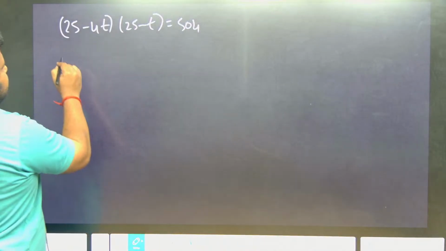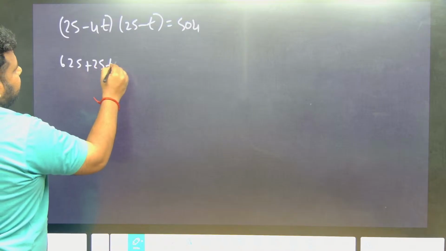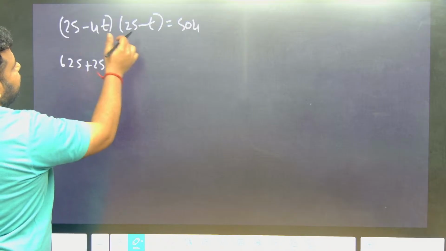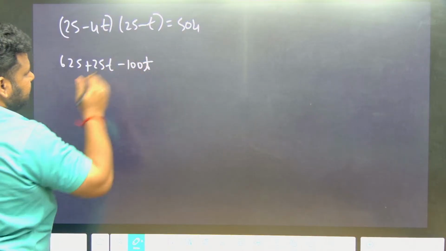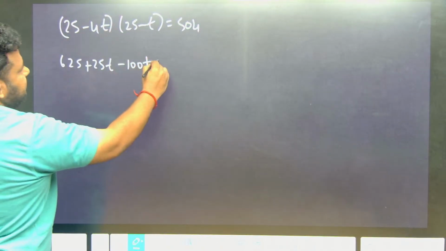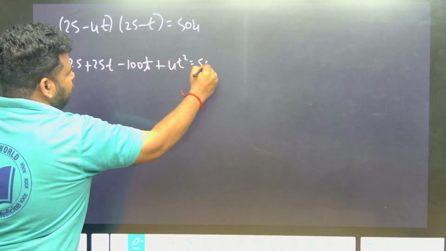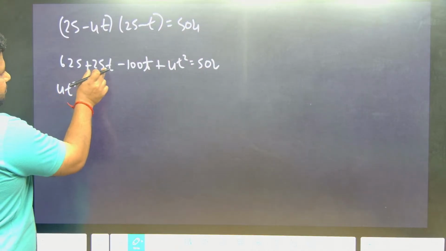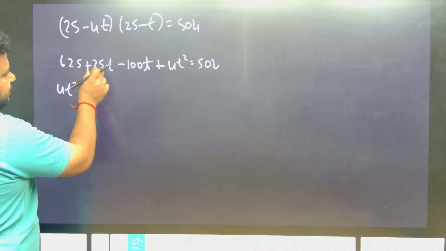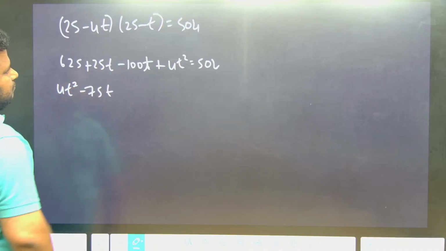So on solving this, what we will have? 25 into 25 is 625. 25 into t is 25t. Minus 4t into 25 is minus 100t. Minus into minus plus 4t into t is 4t square, equal to 504. Let us write it in a proper way. 4t square, plus 25t plus 100t is what? Minus 125t. Okay, what we are having here?